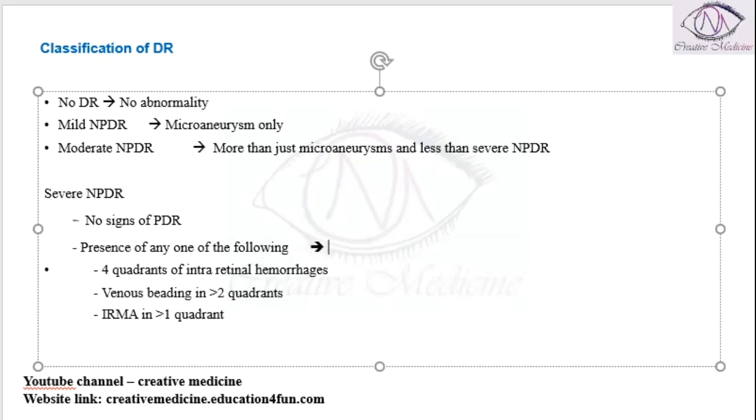So this is called the 4-2-1 rule. If any one of these is present, then it is severe non-proliferative diabetic retinopathy. If they are present but do not fulfill the quadrant criteria, along with microaneurysms, then it is moderate non-proliferative diabetic retinopathy. So in severe non-proliferative diabetic retinopathy, there should be 4 quadrants of intraretinal hemorrhages, 2 quadrants of venous beading, and 1 quadrant of intraretinal microvascular abnormalities.